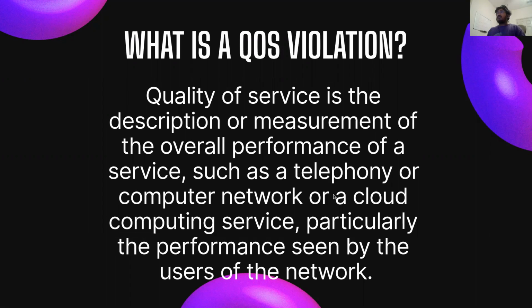Before we go into an example of how a microservice application works, let's zero in on what a QoS violation is. The traditional definition is that quality of service is the description or measurement of the overall performance of a service, such as telephony or computer network, or in our case, a cloud computing service, particularly the performance seen by the users of the network. So, how do the users of that particular network view the performance?